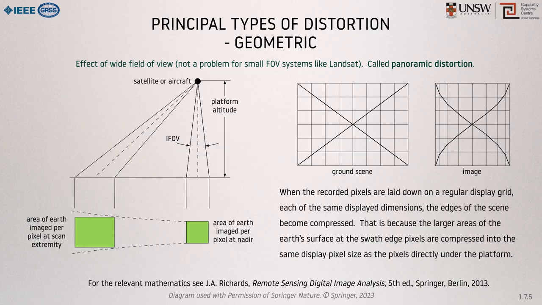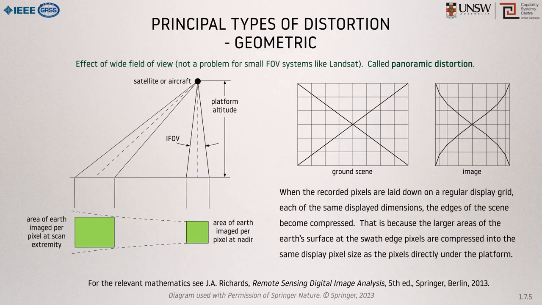To illustrate what this does to an image, consider the ground scene on the right-hand side of the slide. Be careful here. The regular grid shown might represent a set of equally sized square fields. It is not the display grid. Imagine that each of those fields consists of many pixels. The two broad diagonal lines might represent roads that cut across the fields at 45 degrees, as shown.